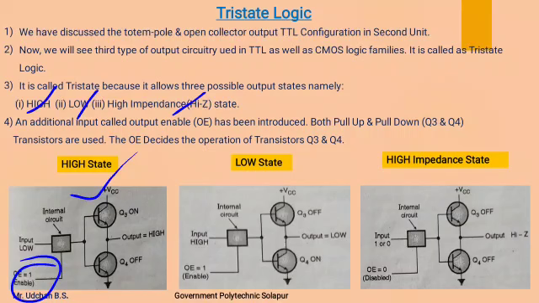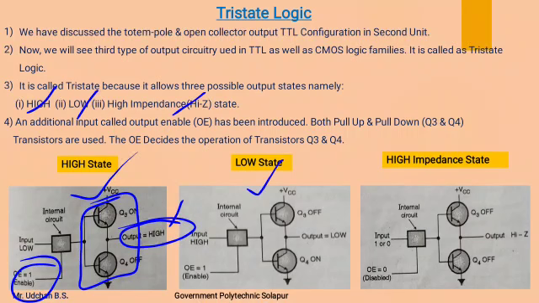So when OE bar is 1, whatever input we have applied will be inverted at the output side. This circuitry is going to act as an inverter. As OE bar is inactive, whatever input we give, the inverted output of that input we will get at the output terminal. So this is how we can get a high state, by applying a low input and by connecting the OE bar pin to logic 1.